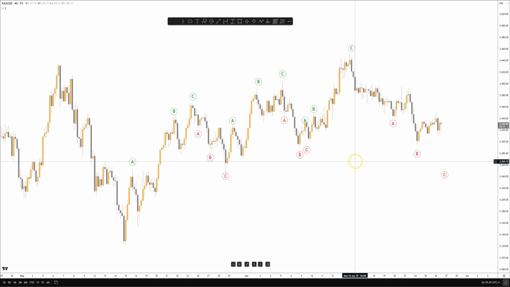So now we have learned how to count waves. It's a longer video, but it's such an important video, because if you understand the 3 waves, up and downs, and know where you should be looking for trades, especially on gold, then you have a huge advantage over many traders out there.